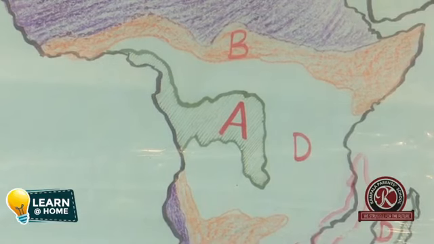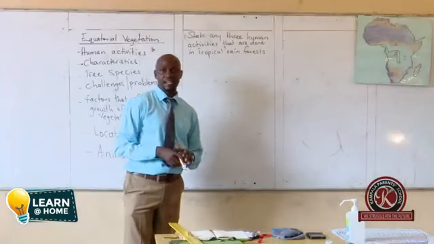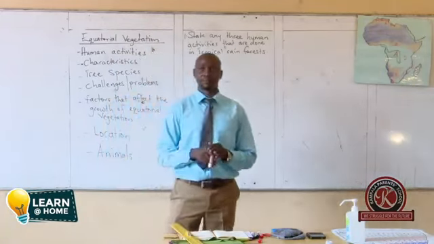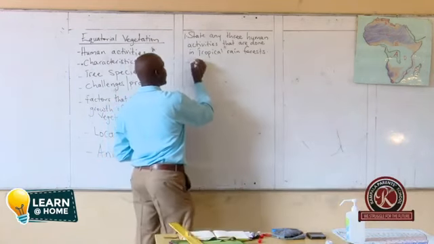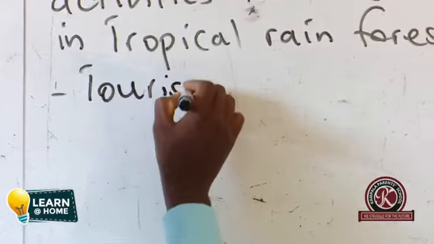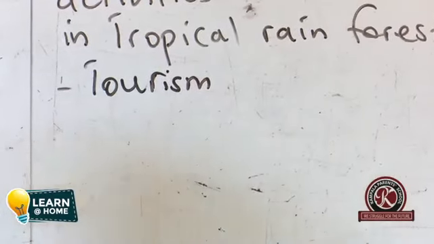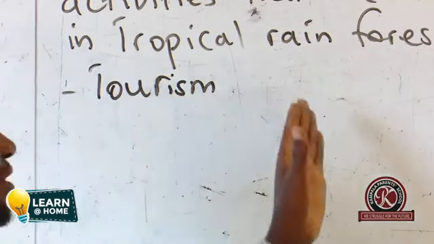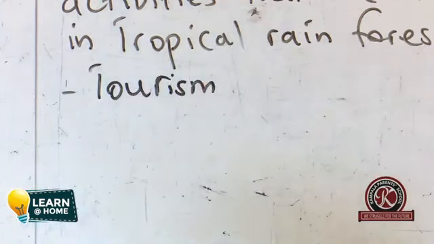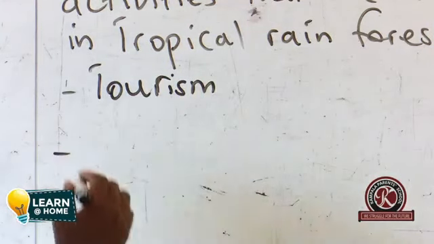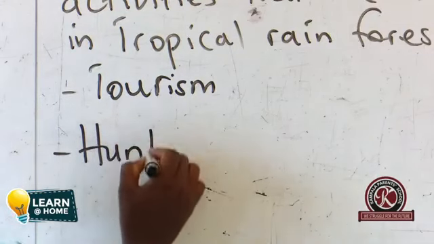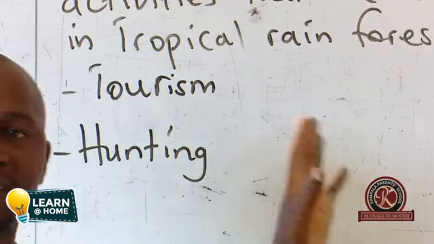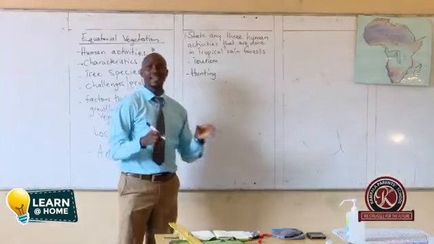We discussed the economic activities or the human activities that are done in the equatorial region. Yes, viewers, tell us one. One is saying tourism. Good. Tourism is done everywhere. So when I talk about tourism, many tourists, foreign tourists, people within Africa visit the tropical rainforests. Another we can talk about is hunting. Since equatorial rainforest has very many thick forests, hunting is also done there.